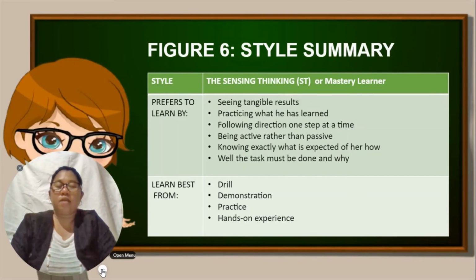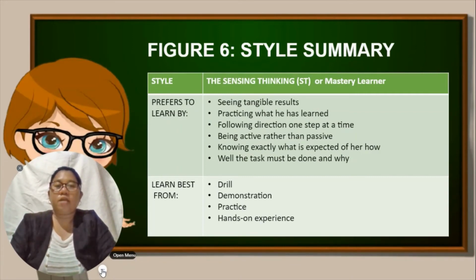The sensing thinking or mastery learner can be characterized as realistic, practical, and matter-of-fact. This type of learner is efficient and result-oriented. He prefers action to theory. He has a high energy level for doing things which are pragmatic, logical, and useful.